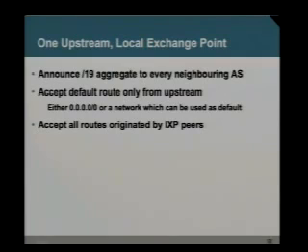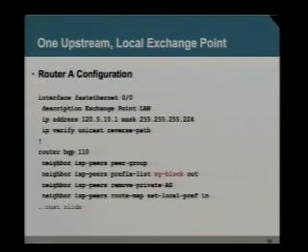We announce the /19 aggregate to each neighboring autonomous system. We accept just the default route from the upstream. We don't need the full table. There's no need for it. All the exchange point participants send us the prefixes they originate. So we get all the local prefixes, and then we send everything else to the upstream. Again, a very simple configuration.